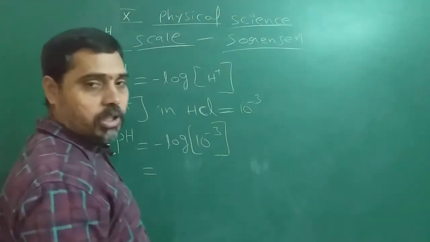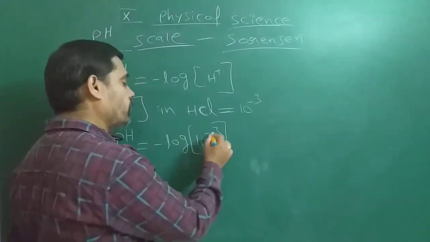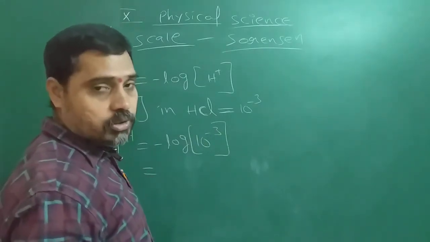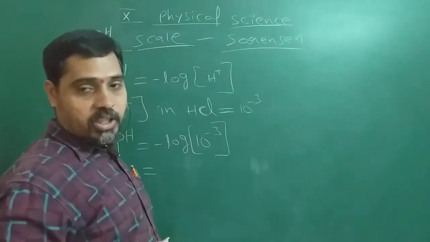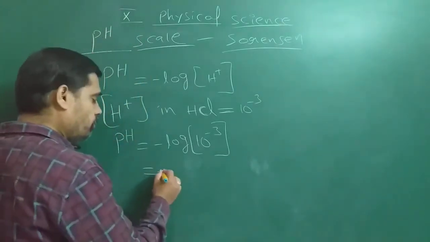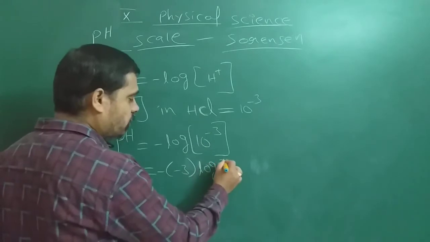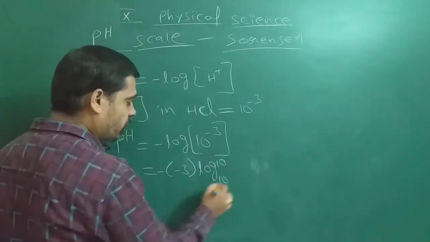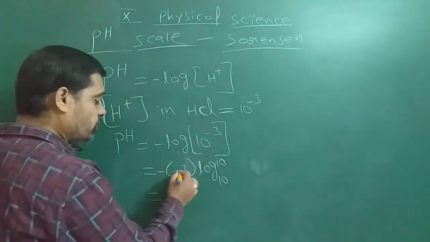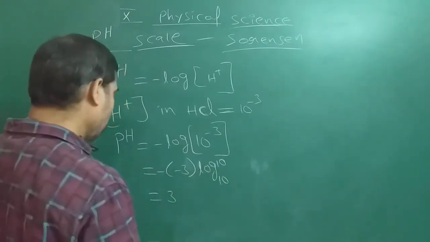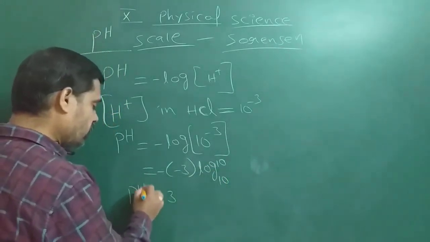It is in the form of log A power m, which is equal to m log A. So what will you write now here? Minus of minus 3 log 10 base 10, which is equal to minus into minus 3, and log 10 base 10 is equal to 1. So the pH value is 3.